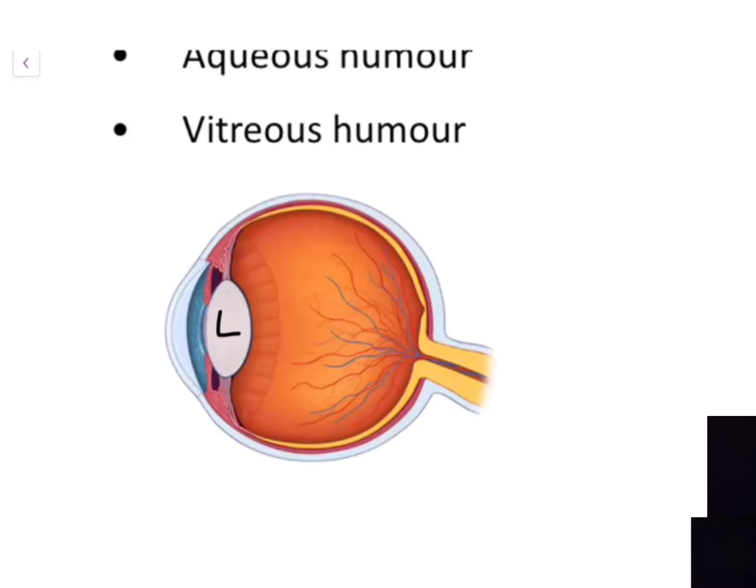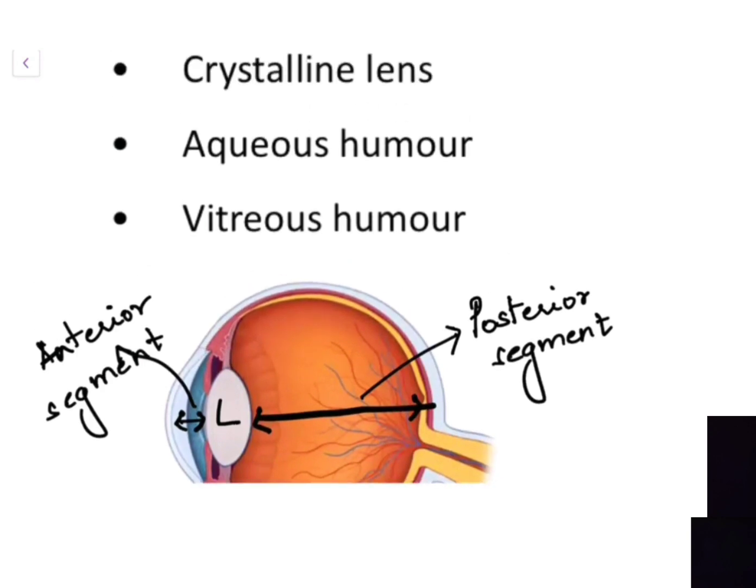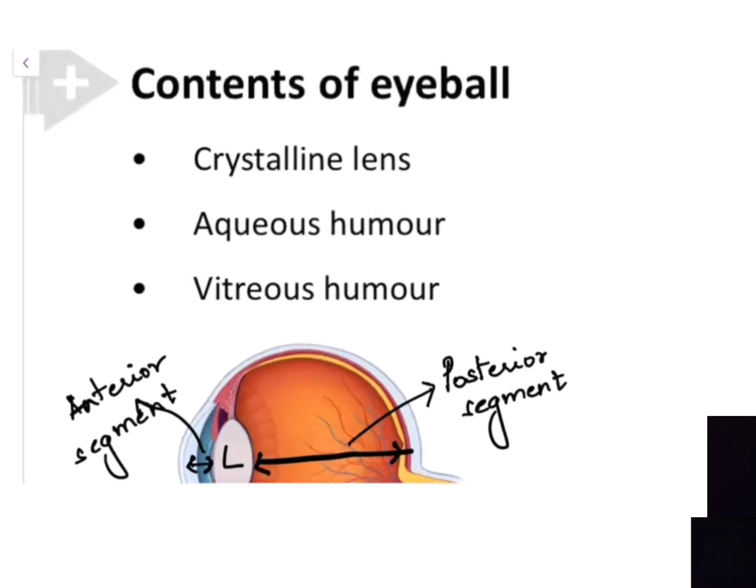This crystalline lens is dividing the eye into two parts, this front part and this back part. This front part is called your anterior segment, and the back part, common sense says, is called your posterior segment. Now this anterior segment is filled with a watery fluid called aqueous humor, and the posterior segment is filled with a gel called vitreous humor. So these three things make up the contents of the eyeball: the crystalline lens, the aqueous humor and the vitreous humor.